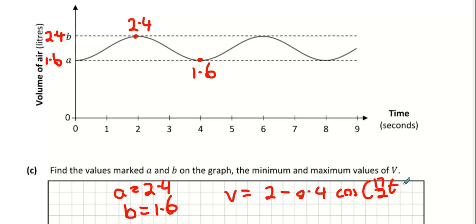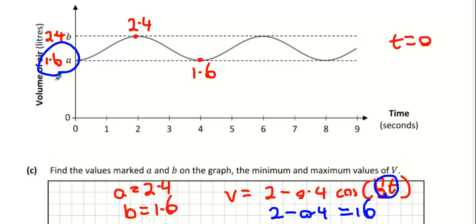All right. Cos has a minimum and a maximum. Cos has a maximum when t equals 0. So when t equals 0, that's going to be cos 0. And cos 0 is 1. So 2 take away 0.4 is 1.6. That gives me my A value.